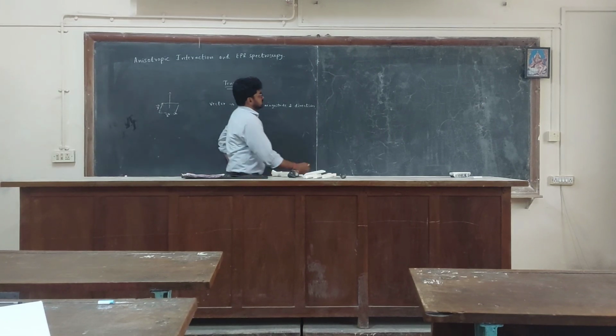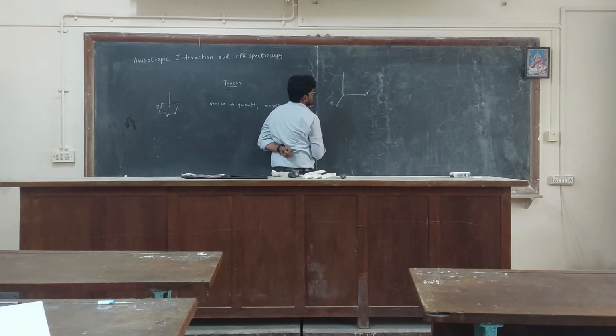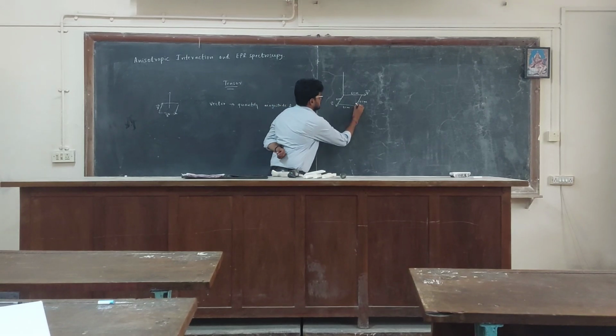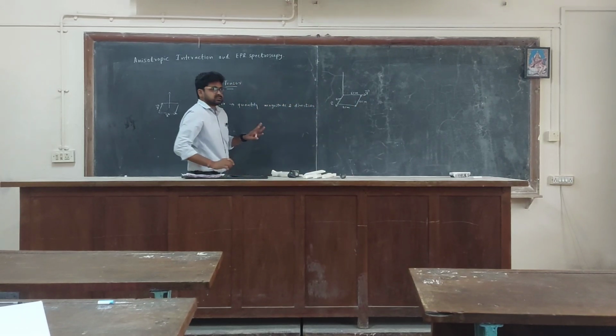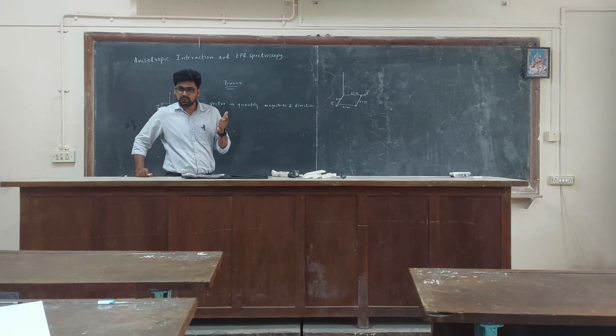Suppose we choose two length vectors. This is, say, the y direction, and this is, say, the x direction. Let's choose two length vectors of length, say, 6 centimeters, or any random value. This is 6 centimeters, and this is also 6 centimeters. We know that vectors can be multiplied in two ways. How? Dot product or cross product.